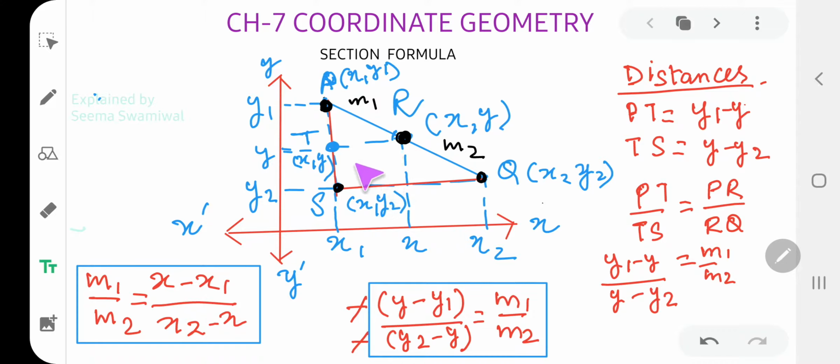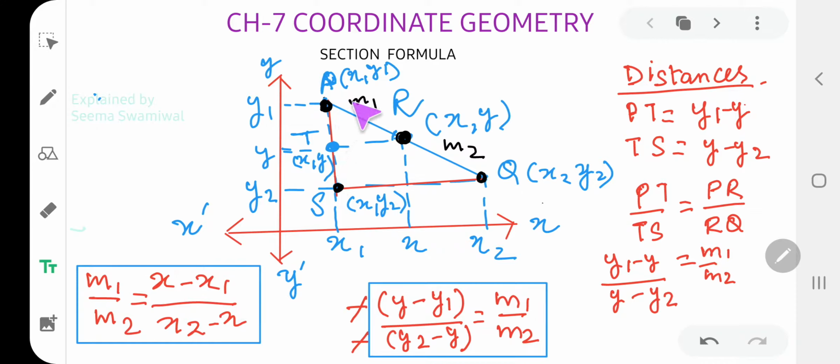The question can be given in two ways where you will apply the section formula. The two end points of the line segment are given and in between you are given a point R. Either he will ask you to find R with the help of the coordinates of P and Q, where the ratio in which the line segment is divided is given to you, or he will not give you this ratio. He may give you all these 3 points and ask you to find the ratio in which the line segment is divided.